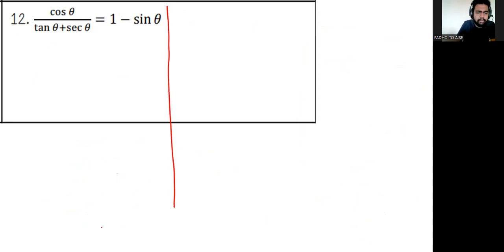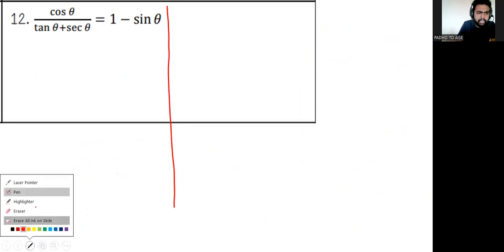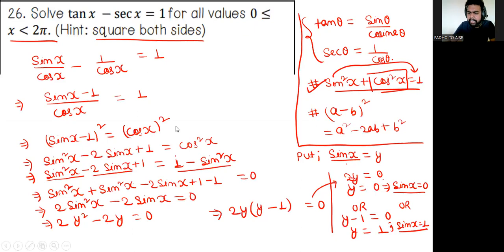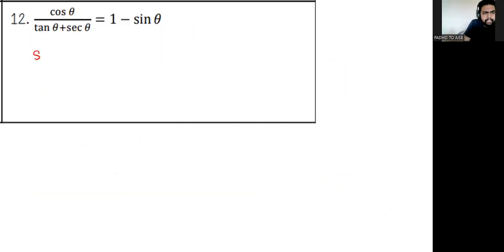So here let us solve the question which we were solving on the last slide. If you see carefully, I was left with sine x is equal to 0, and I was left with sine x is equal to 1. So either this or that.